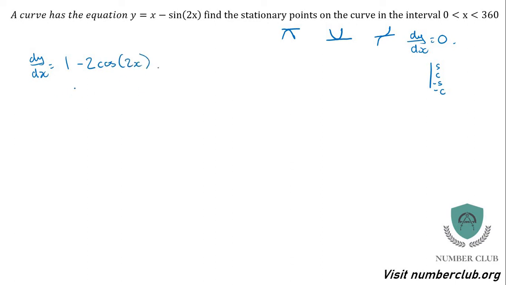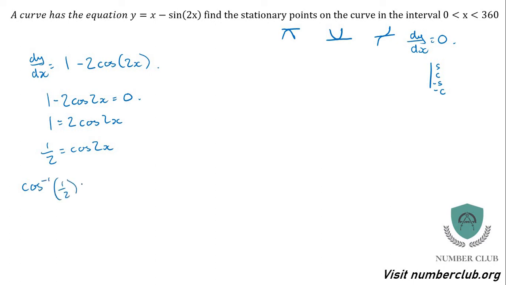Okay, so when does this equal 0 is what we're trying to find out. So we have 1 minus 2 cos of 2x is equal to 0. 1 equals 2 cos of 2x. 1/2 equals cos of 2x. Cos to the negative 1 of 1/2 will equal 2x.